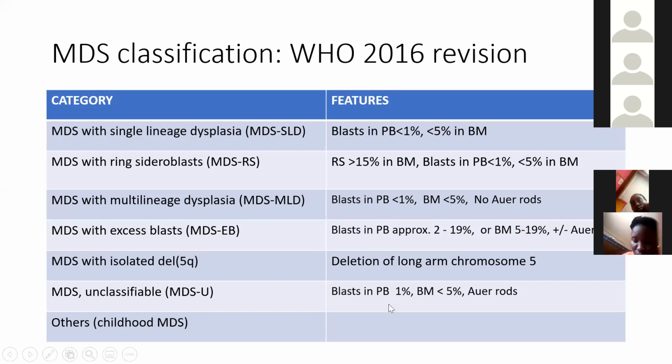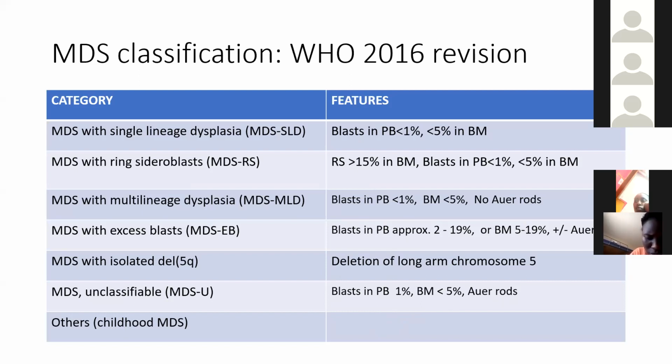And then in these ones, they have blasts, peripheral blood film blasts of 1%, bone marrow less than 5. There may or may not be Auer rods, but these ones now do not fall into the other groups we mentioned. And then there's a special category of childhood myelodysplastic syndrome, okay? So those are the simplified WHO revision.